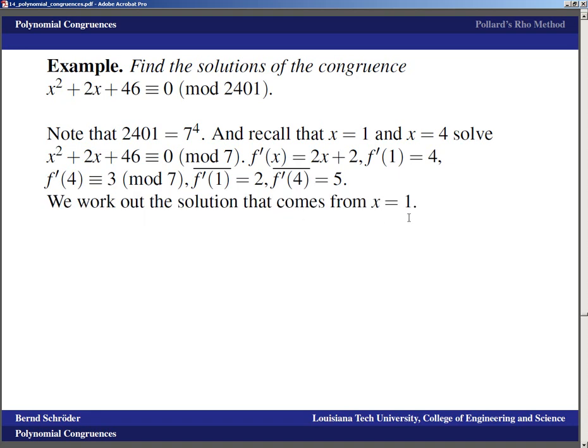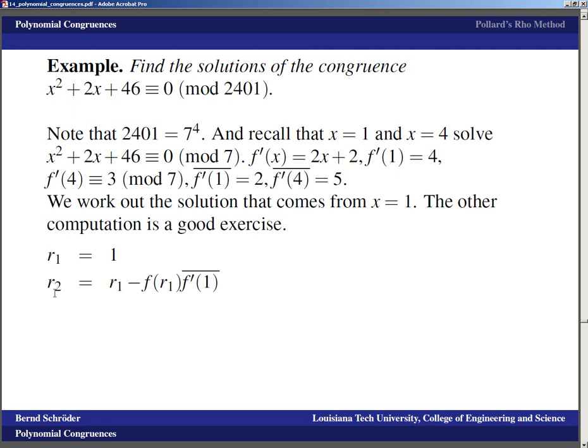We'll work out the solution that comes from x equals 1. The other computation is, of course, a good exercise, but it isn't any different in principle. So our first solution, modulo 7 to the first, is 1. The next solution, R2, is R1 minus f of R1 times f prime of 1 bar, which is 1 minus, and now f of R1, I claim, is 49. So let's see. Yeah, sure.